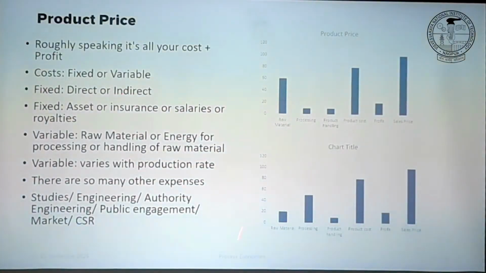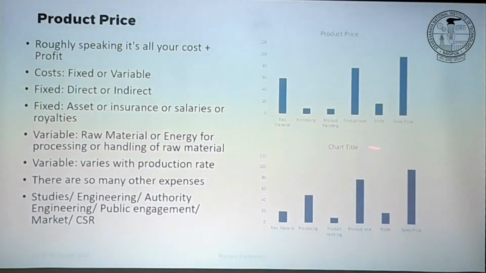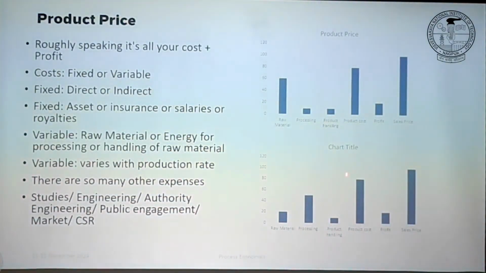So briefly speaking, we can say, yes, unfortunately I cannot read it, but yeah, it is visible. Visible? So roughly speaking, it's all your cost plus profit. At the end of the day, your total cost plus profit gives your sales price. There are a lot of costs. Cost can be fixed or variable. Operating cost, that is what we are talking about. For example, you are producing at a certain rate and your variable cost would be the cost of your raw material, right?